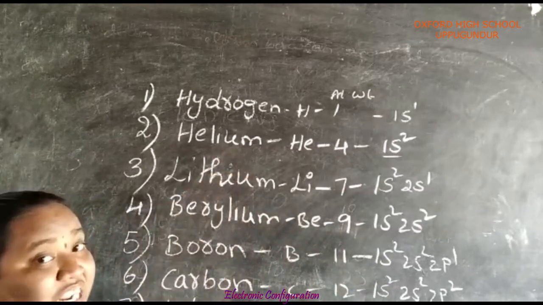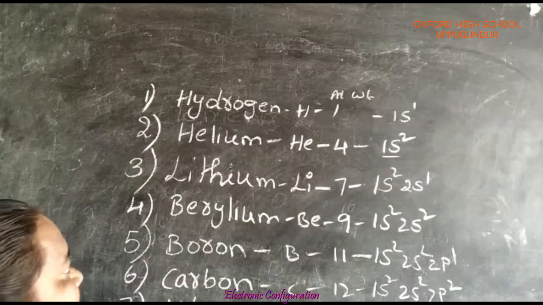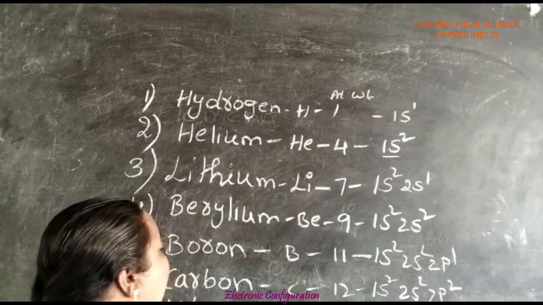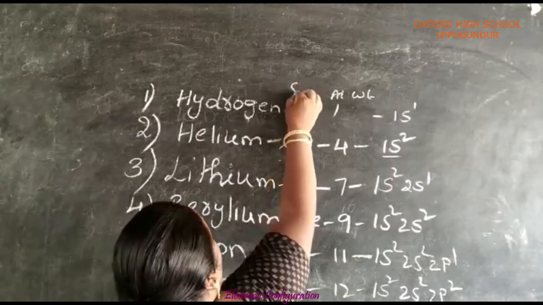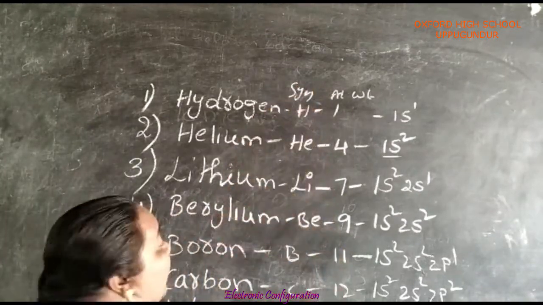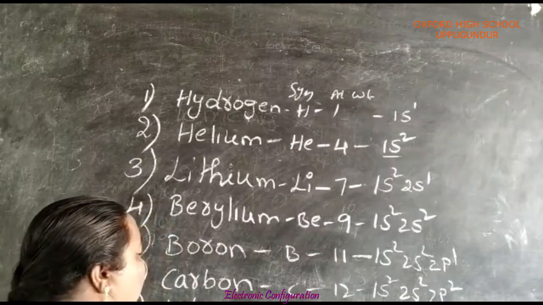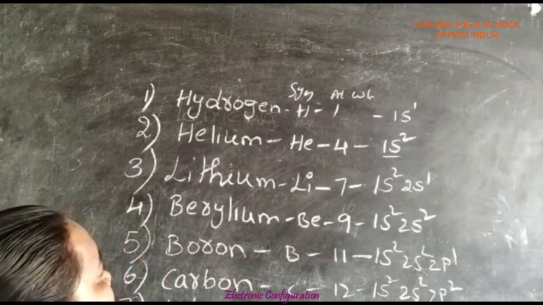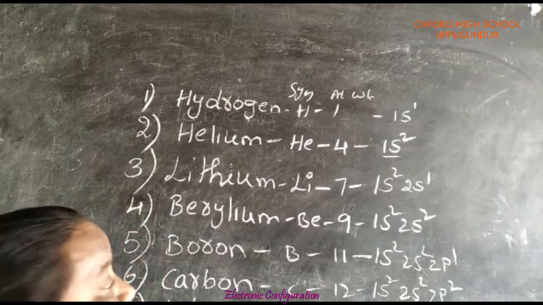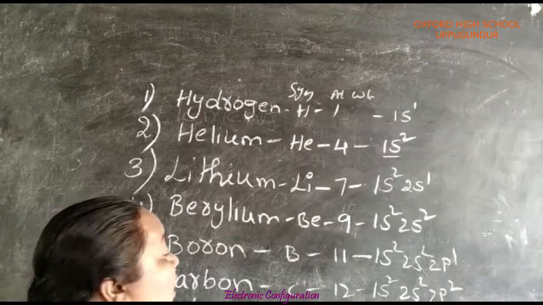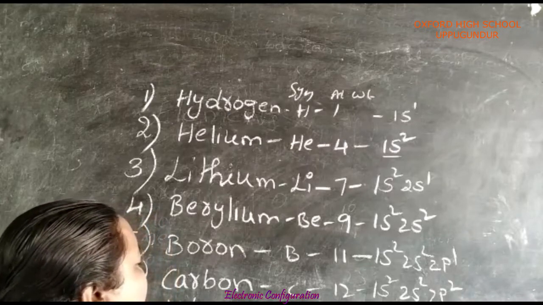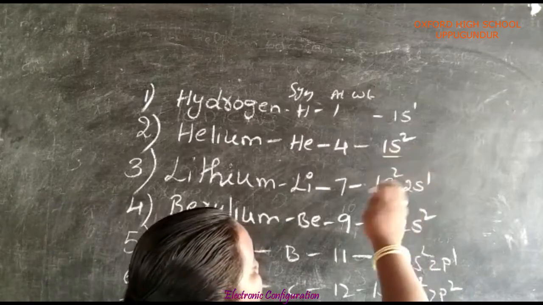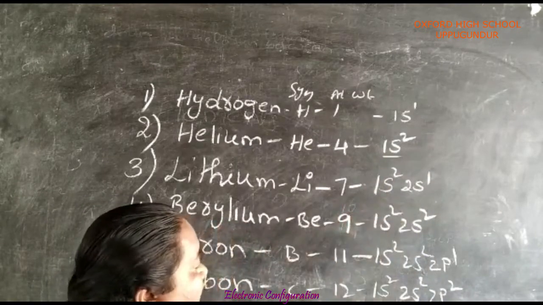Here the hydrogen symbol is H, helium He, lithium Li, beryllium Be, boron B, carbon C. These are the symbols of the elements. Nitrogen N, oxygen O. The atomic weight of hydrogen is 1, helium 4, lithium 7, beryllium 9, boron 11, carbon 12, nitrogen 14, oxygen 16.